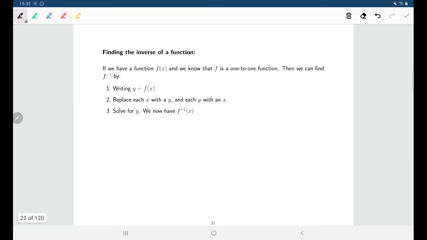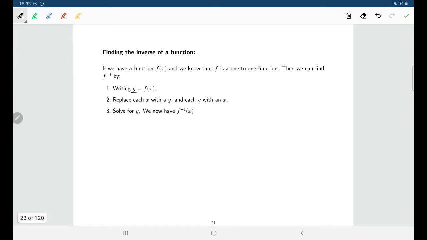Welcome back. In the second part of this lecture, we'll talk about finding the inverse of a function. So we're going to suppose that we have some function and we've already justified to ourselves that it's a one-to-one function. In other words, it must be passing the horizontal line test if we're thinking about the graph. And if we know that it's a one-to-one function and therefore must have an inverse, then to find the inverse, we only need to do three things.